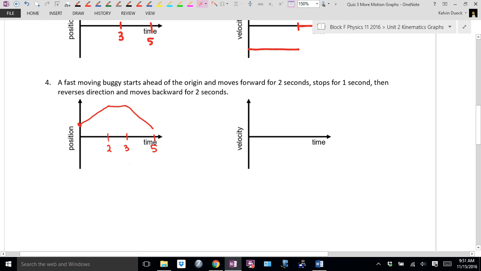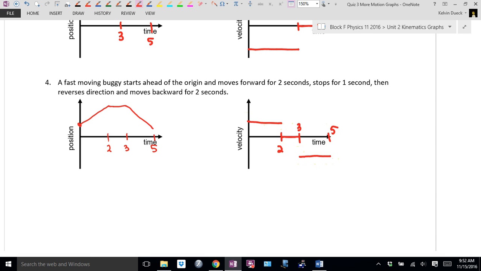The velocity time graph would look like this. Moves forward for 2 seconds. Stops for 1 second. Moves backwards for 2 seconds. Again, I'm not fussy if you didn't put numbers, but I'd look for a line above the x-axis, a shorter line on the x-axis, and then a line below the x-axis. So that page is out of, if you want to, 8.